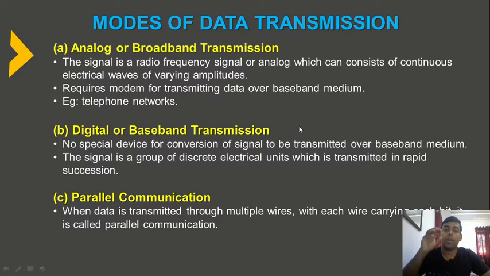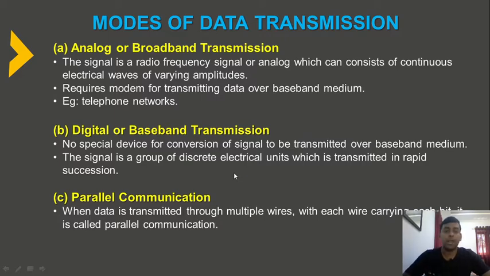So here in analog or broadband transmission, data carries from the sender to the receiver in the form of electric pulses, because the medium is copper wire, right? It can carry only continuously varying electric pulses. Hope you get it. Then digital or baseband transmission.